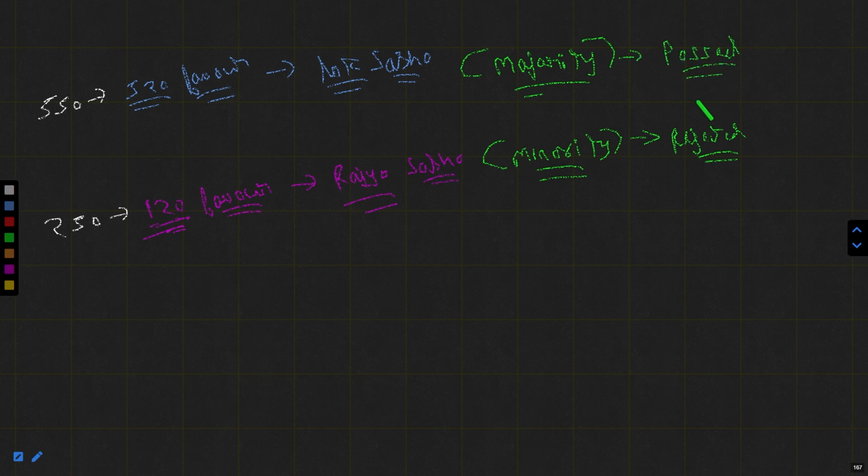So what will happen now? The president will call the joint sitting. How many seats would be there? If you combine them both, if you just add 550 to 250, 800 seats would be there. Then what will happen? The discussion would be organized.